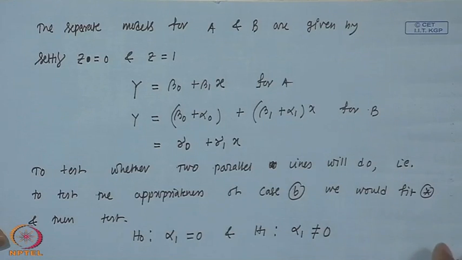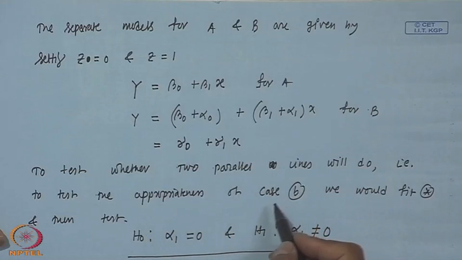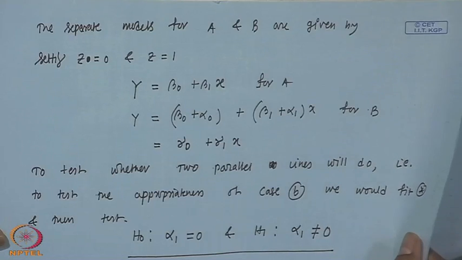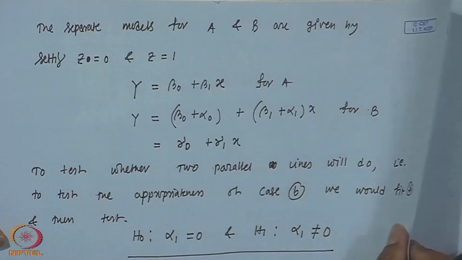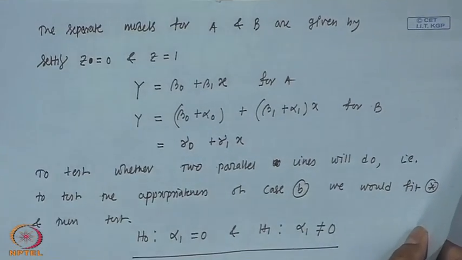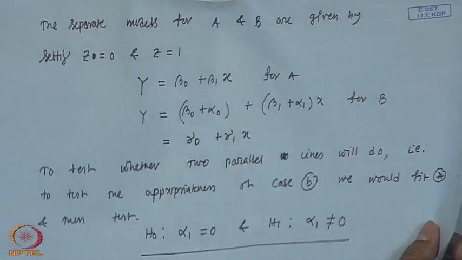I'll talk about some more examples later on. So, this is the test you need to do to test whether you can go for the second case, that means whether you can go for two parallel lines. And if this null hypothesis is rejected, that means you can't go for two parallel lines. So, you have to fit two different lines, you have to go for some other cases.